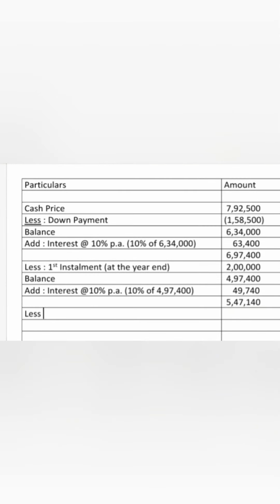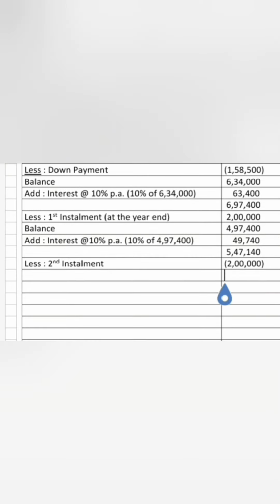Now again, this is the amount which is to be paid at the end of the second year, but we are going to pay only rupees 2 lakhs as second installment. So less second installment rupees 2 lakhs. So by subtracting this 2 lakhs we will get rupees 3,47,140. This is the balance amount at the end of the second year.